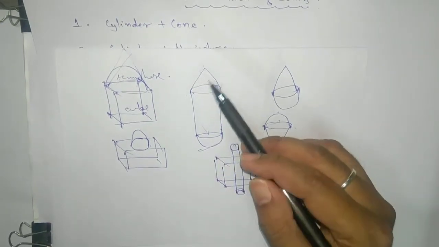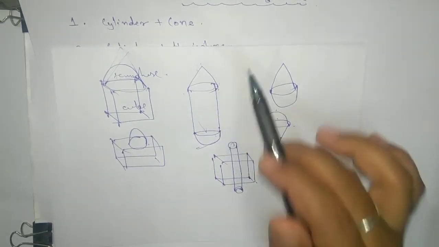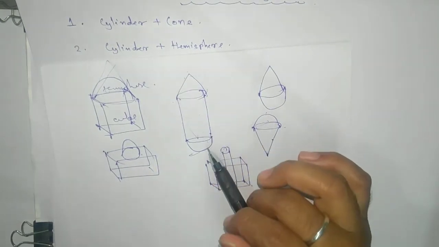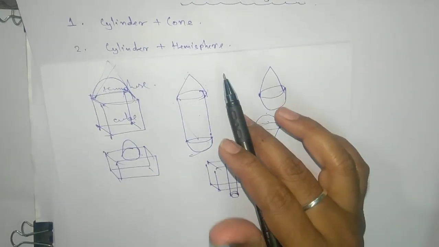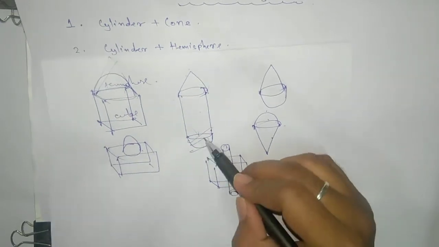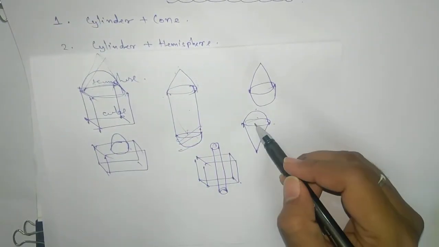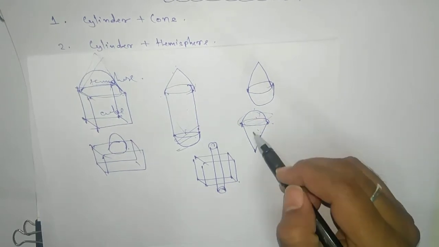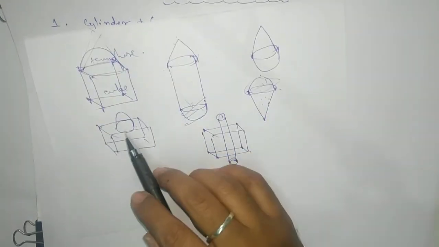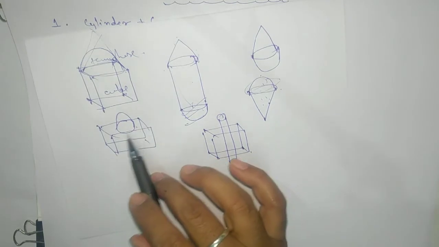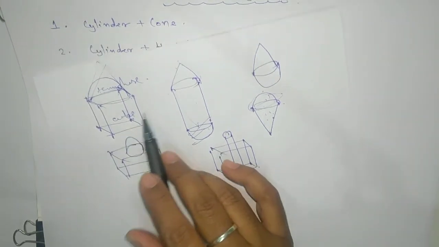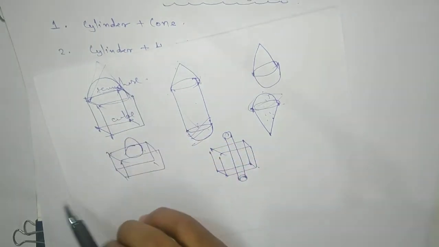That means if I ask you to find the volume for this one, you need to find a separate volume for the cone, a separate volume for the cylinder, and a separate volume for the hemisphere, and you add them. You will get the volume of the given solid. For this one also the same thing: volume of the hemisphere plus volume of the cone, you will get the volume of this ice cream. If you see this part also, if the volume is asked, then you can find the volume of the cuboid and the volume of the hemisphere. Here also volume of the cube and the volume of the hemisphere.